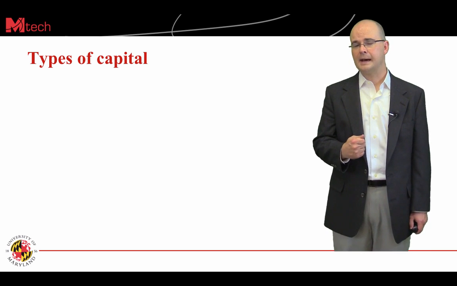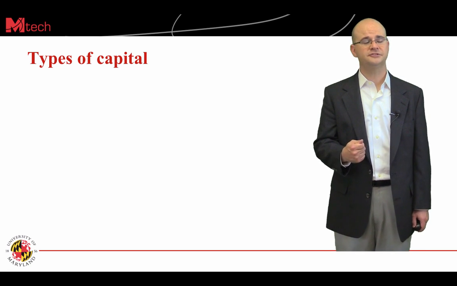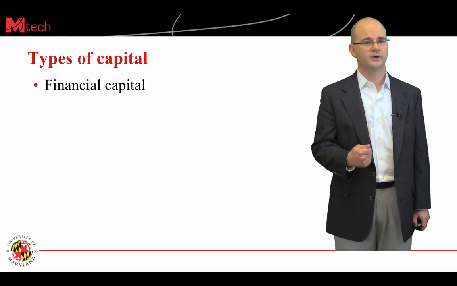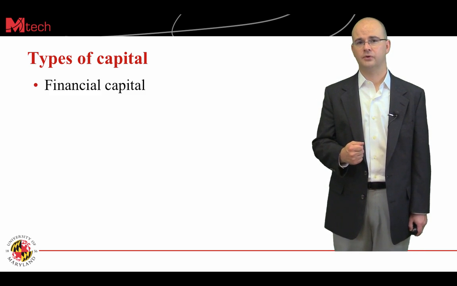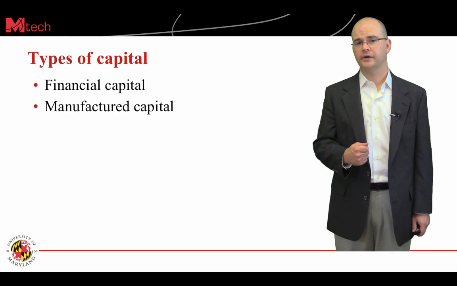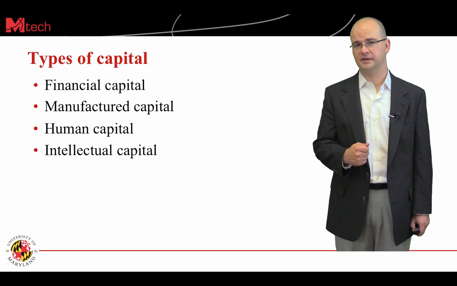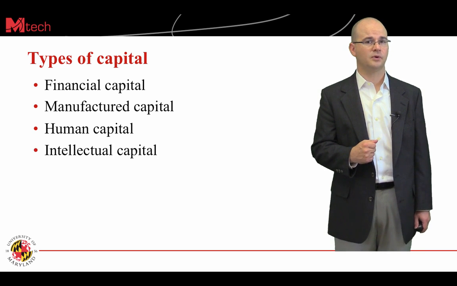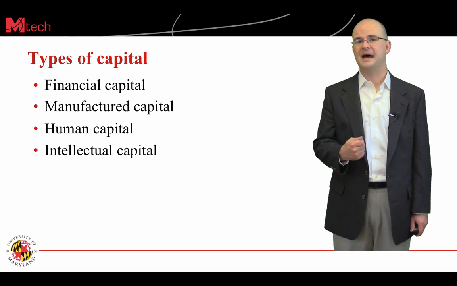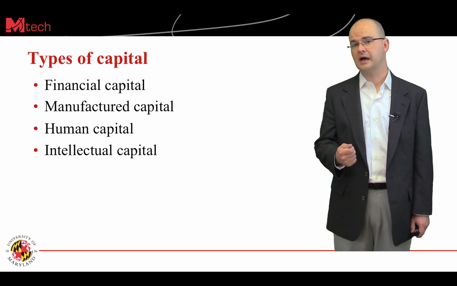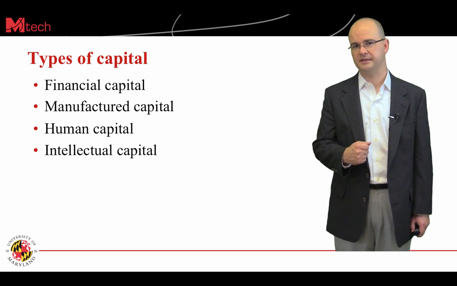That factors into capital in a few ways. And let's talk about some types of capital. We understand financial capital of money. We understand manufactured capital of something that's built or made. There's human capital of the individuals and their talents and capabilities. There's intellectual capital that may be framed by patents or trademarks or copyrights, that intellectual property piece.